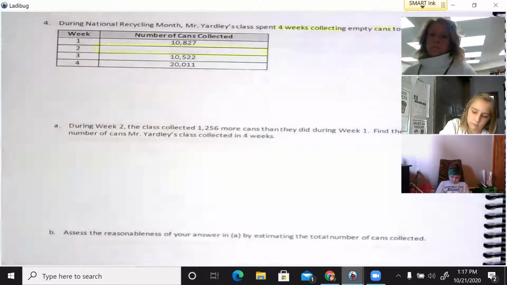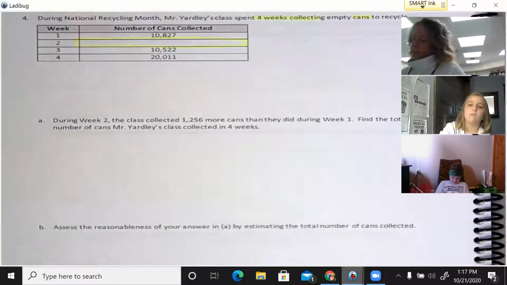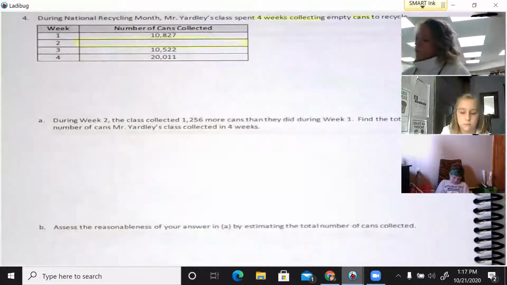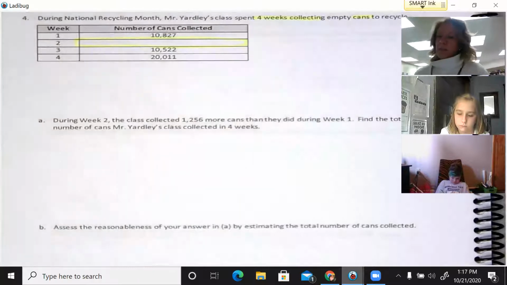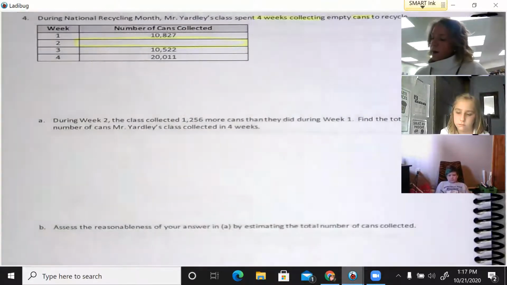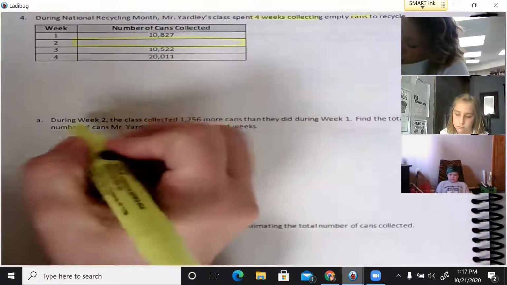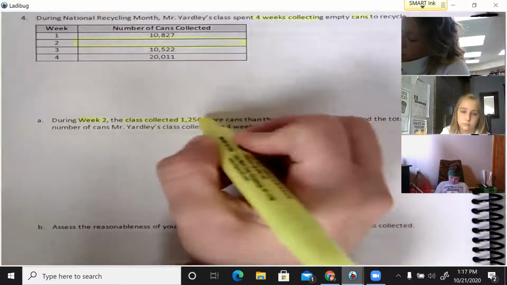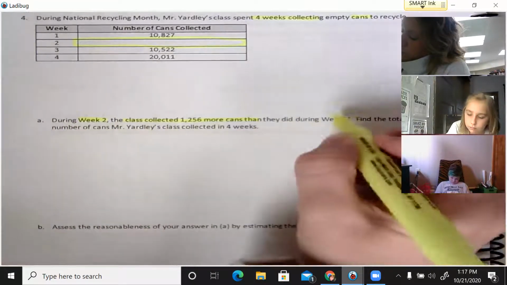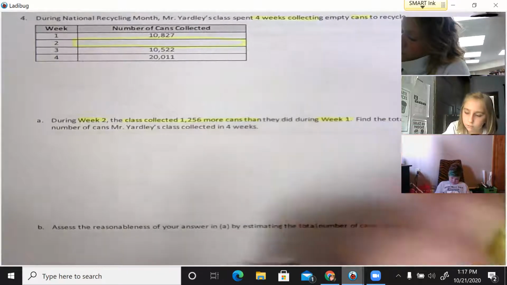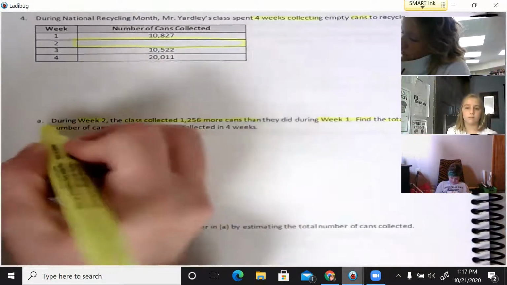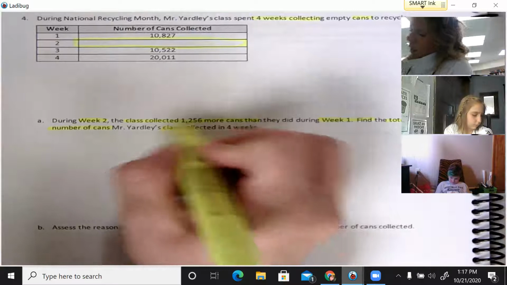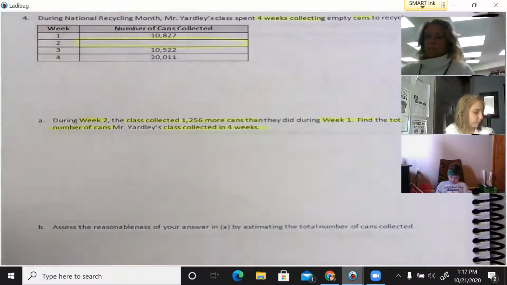Letter A. During week 2, the class collected 1,256 more cans than they did during week 1. Find the total number of cans Mr. Yardley's class collected in 4 weeks. So we know that week 2, the class collected 1,256 more cans than week 1. Find the total number of cans the class collected in 4 weeks.